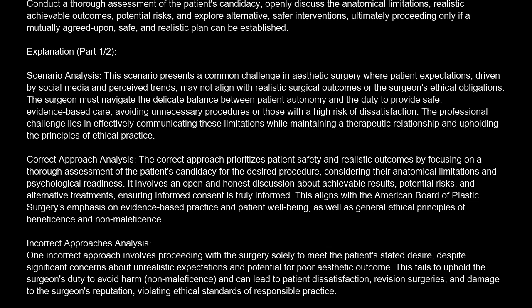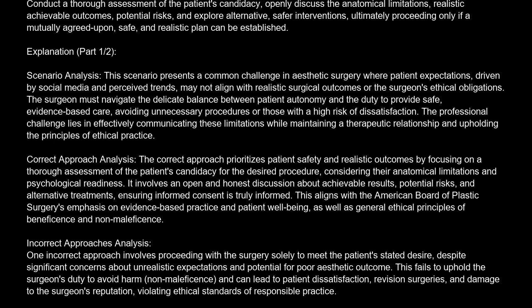The correct answer is A. Conduct a thorough assessment of the patient's candidacy, openly discuss the anatomical limitations, realistic achievable outcomes, potential risks, and explore alternative, safer interventions, ultimately proceeding only if a mutually agreed upon, safe, and realistic plan can be established.